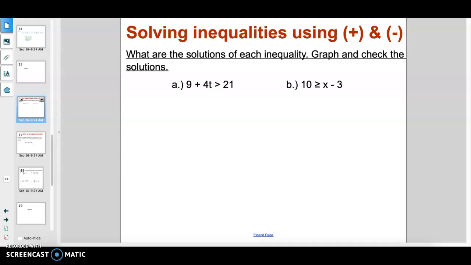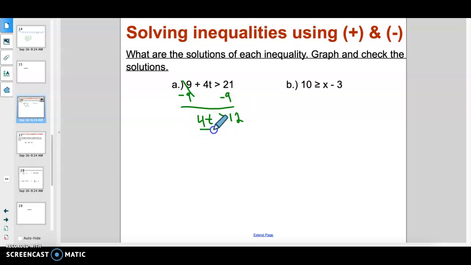Sometimes, instead of just being given an inequality like x is greater than 10, you actually have to solve the inequality. So here we've seen 9 plus 4t is greater than 21. Looking at that, I don't know what the solutions are, so I need to get t by itself in order to determine the solutions. So this 9 is positive, so if I do a minus 9, that's 0, so I can move it to the other side. So I'm left with 4t is greater than 21 minus 9, which is 12.